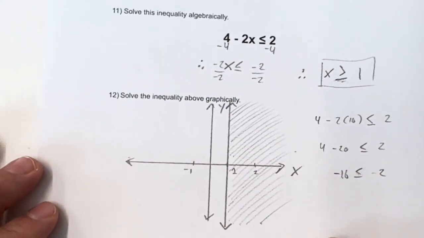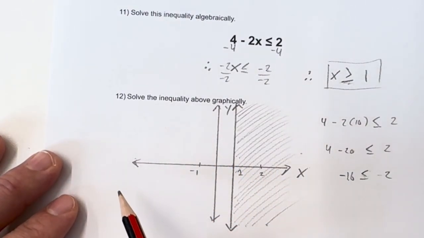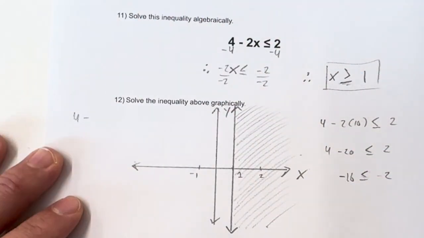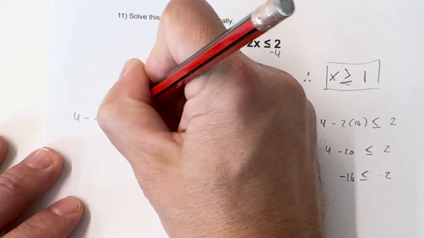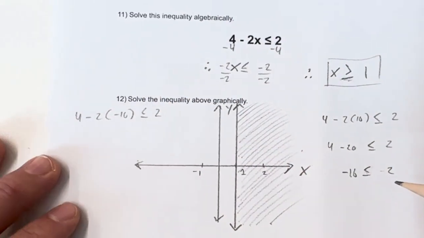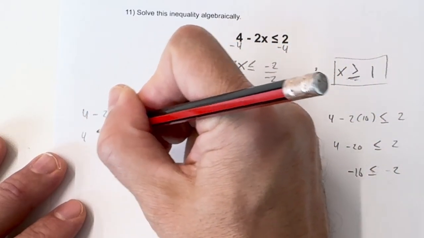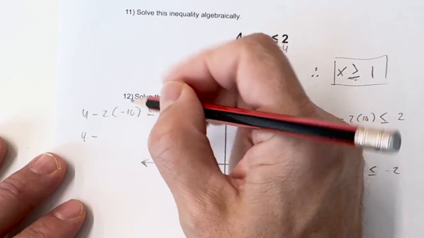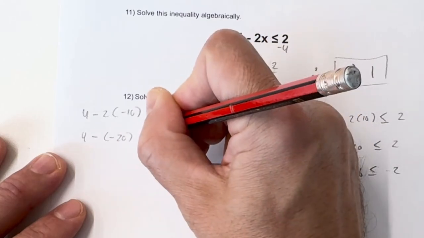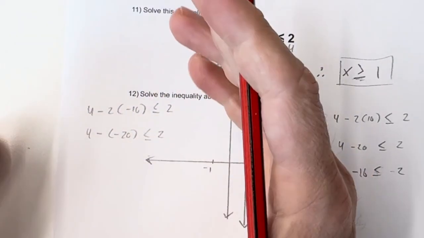And just to show you what happens when it's not right, let's say I went over here and I chose the point negative 10. And so I do the same idea. I write 4 minus 2 times negative 10 is less than or equal to 2. Okay, and let's check this math. So we have 4 minus, and so 2 times negative 10 is negative 20, is less than or equal to 2.